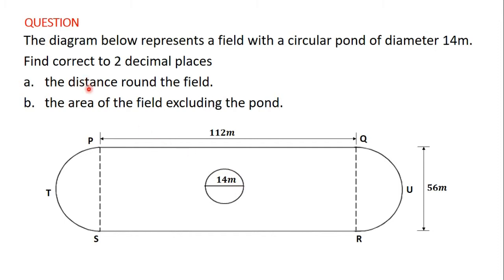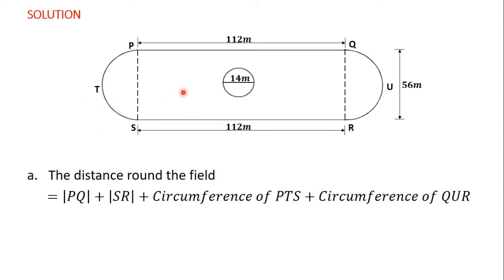The first part of the question says that we should find the distance around the field, that is the perimeter of the field. And the second part says that we should find the area of the field. We will solve the first part in this video, then we will solve the second part in the next video. So let's consider the perimeter of the field or the distance around the field.